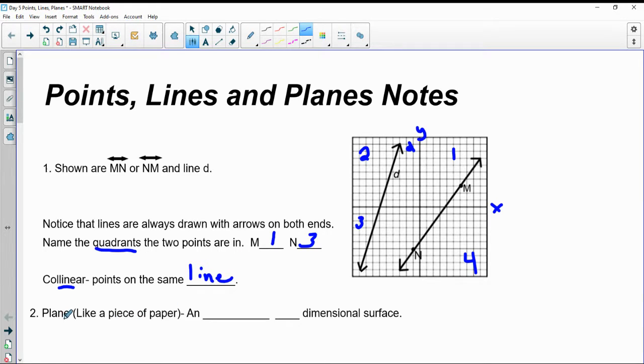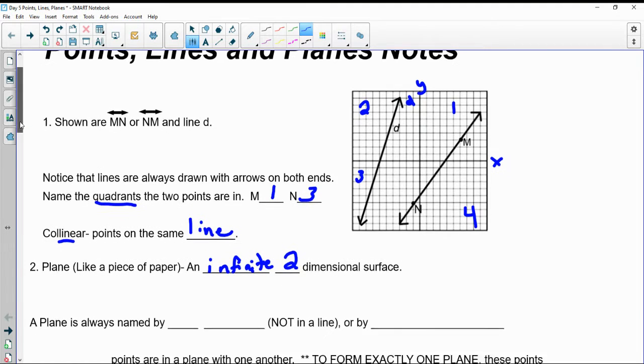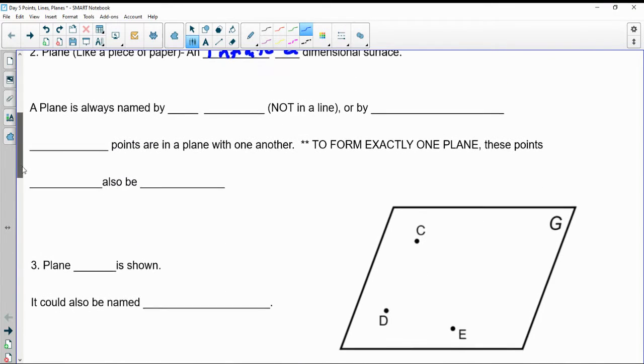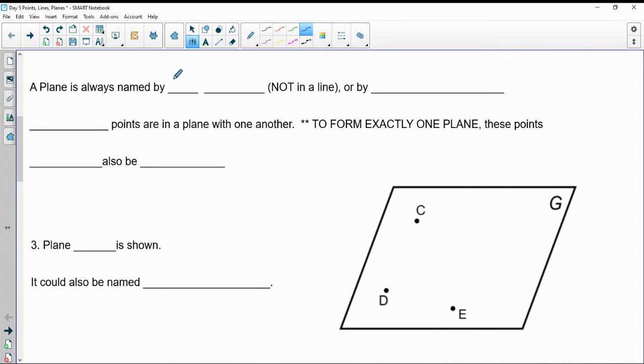Also, we're going to talk about planes. So planes, think of it like a piece of paper, but it is infinite. Sorry, it's hard to write on this. So it is an infinite 2-dimensional surface. When I say 2-dimensional, it means length and width. There is no height. Height is when you have something like a cube, that would be your 3rd dimension. Okay, so when we talk about planes, a plane is always named by 3 points, and they cannot be in the same line.